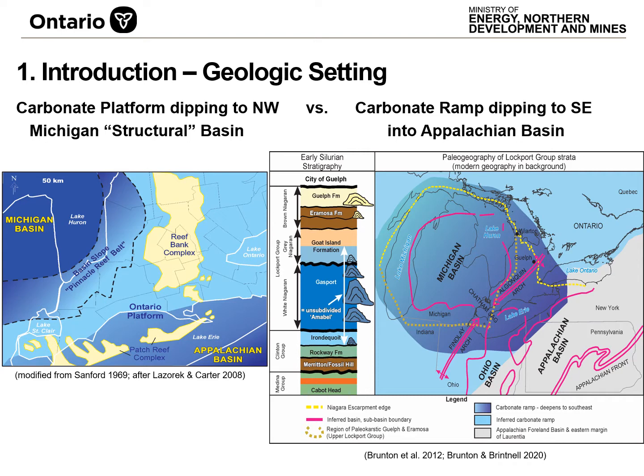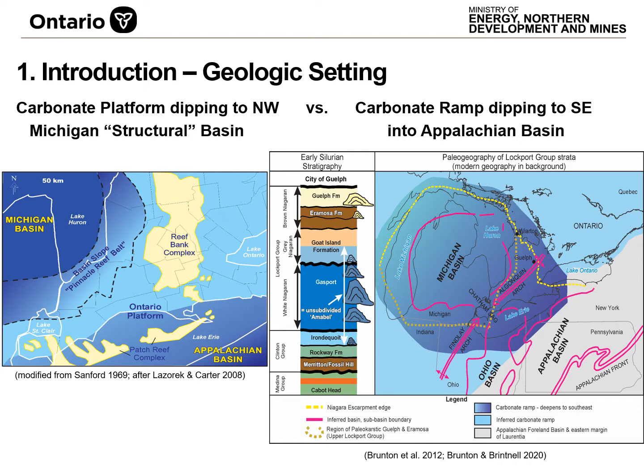There are 2 interpretations of the depositional model of Lockport. Previous studies, as shown in the figure to the left, indicate that the Lockport group as a broad carbonate platform dips northwesterly into a subsiding Michigan Basin and southeasterly into the Appalachian Foreland Basin. The pinnacle structures were referred to as the Guelph reefs that grew as subsidence was taking place.